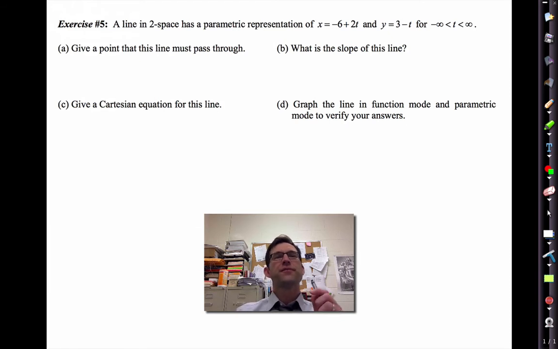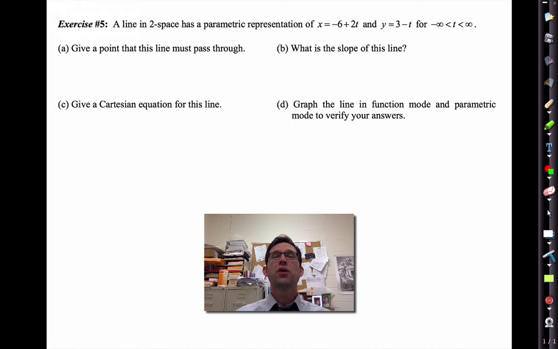Okay, exercise number 5. A line in 2 space has a parametric representation of negative 6 plus 2t and 3 minus t for t greater than negative infinity and less than infinity. Letter A says give a point that this line must pass through. Pause the video and do that.